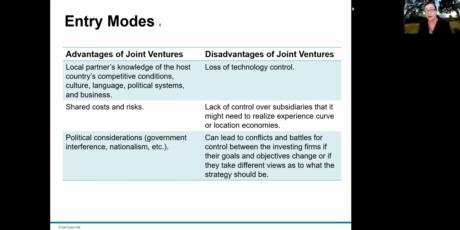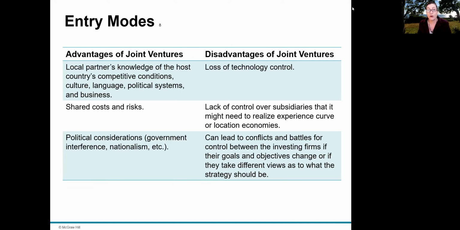You're tapping into that local partner's knowledge. So there's shared costs and there's shared risks associated with joint ventures. There's also political considerations. A local partner can help you better navigate the political systems in a host country. But the disadvantages of the joint venture is that there will be loss of technology control. There will also be lack of control over subsidiaries that it might need to realise experience curves and local economies.